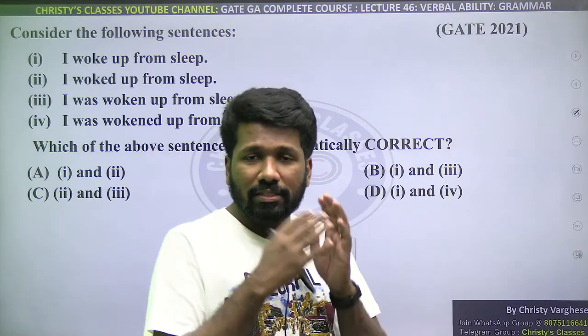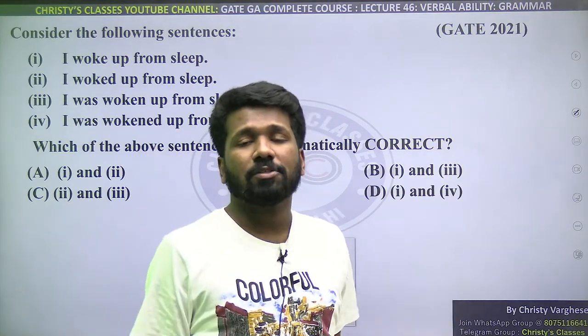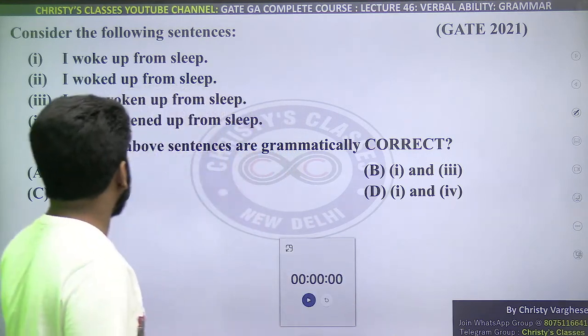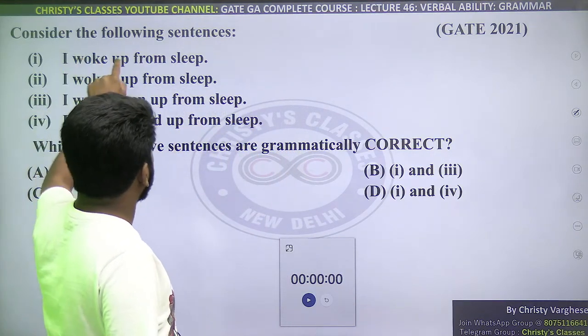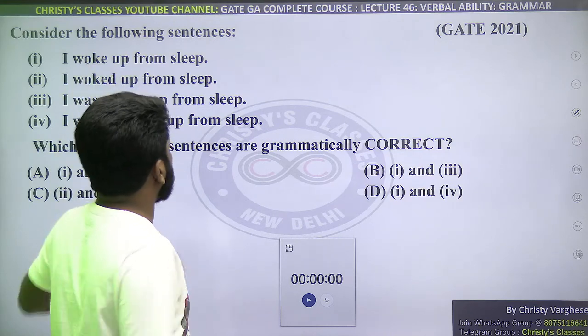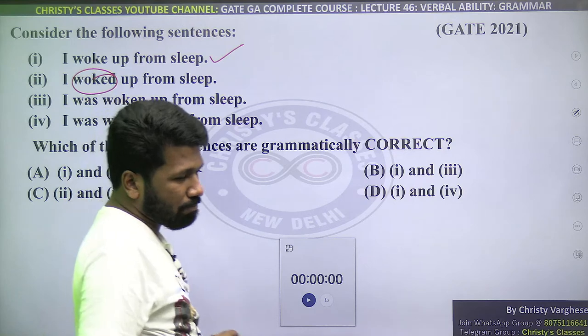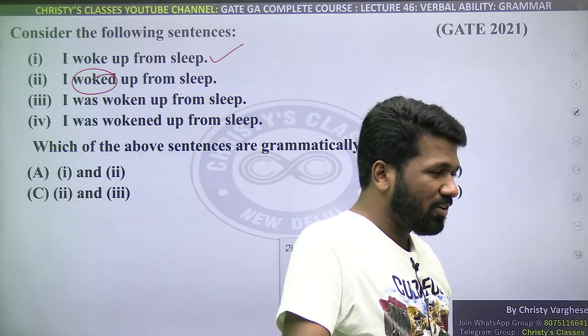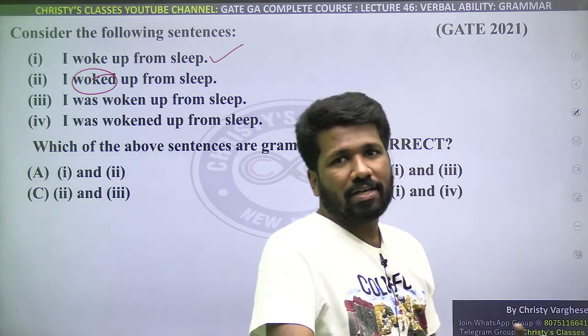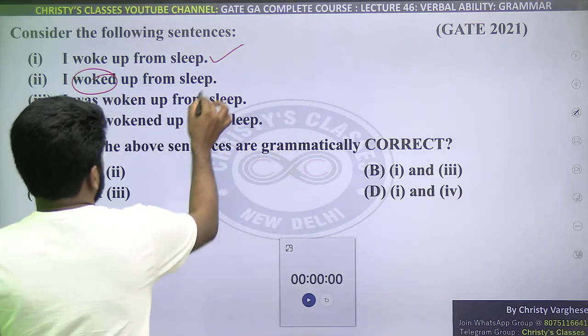Woken, that is the simple past and past participle form. So woke up, in the past tense we are saying I woke up from sleep, that is totally correct. But I walked up, there is no word called walked up, that is grammatically wrong. Wake, walk is the past tense, walked is not there, so that is wrong.